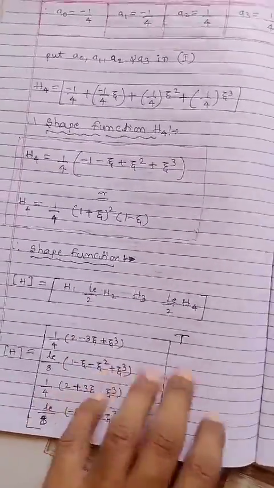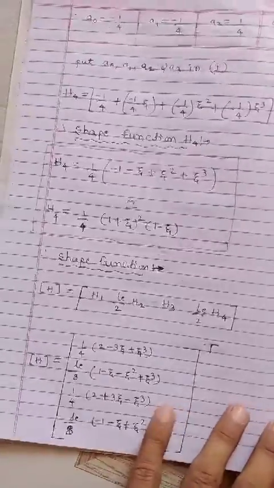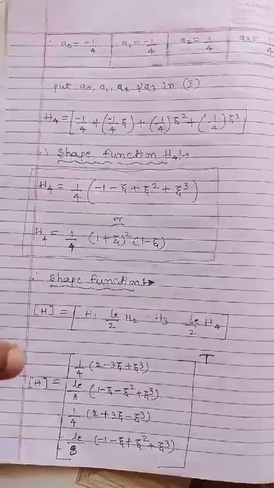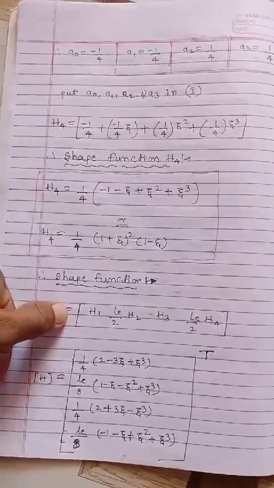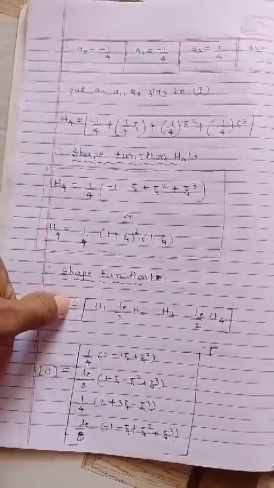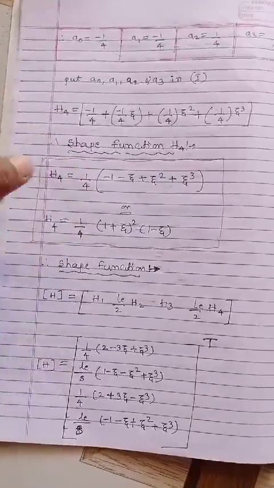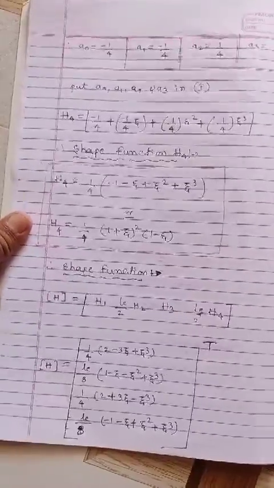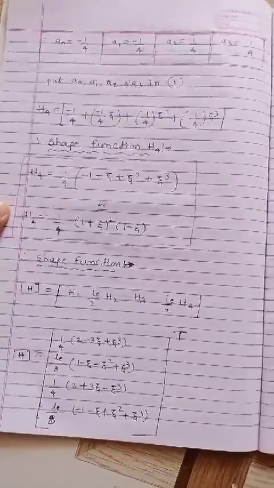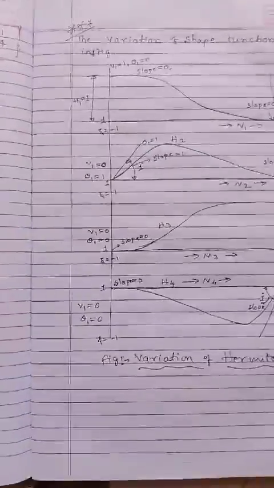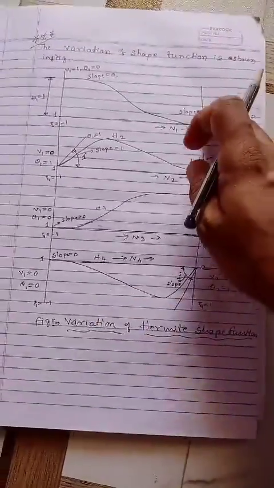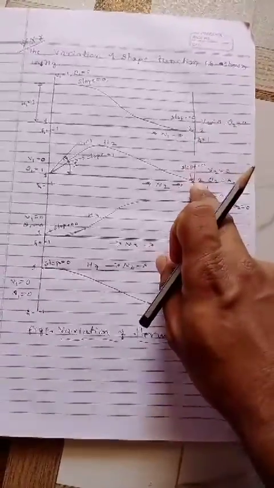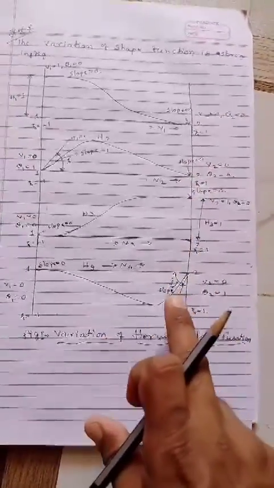Now we discuss the variation of the shape functions in the beam element, as shown graphically, because they will ask in the question paper to draw the variations of shape functions of a beam element. We simply draw a rough diagram. Now I have four Hermite shape functions: Hermite shape function 1, 2, 3 and 4.